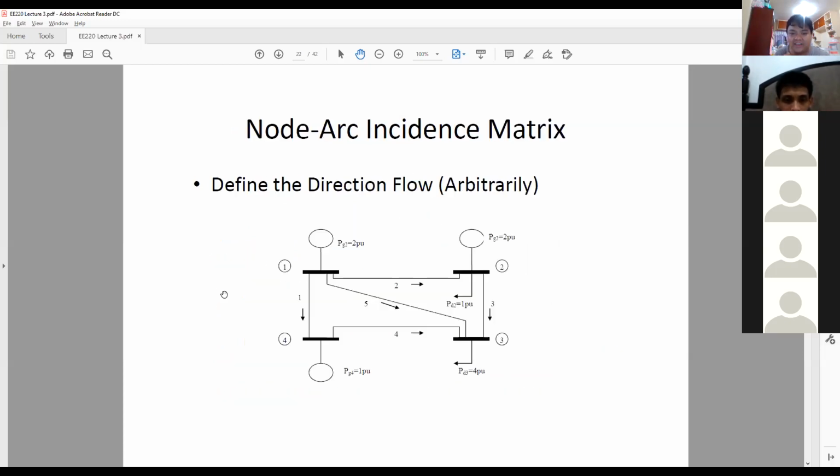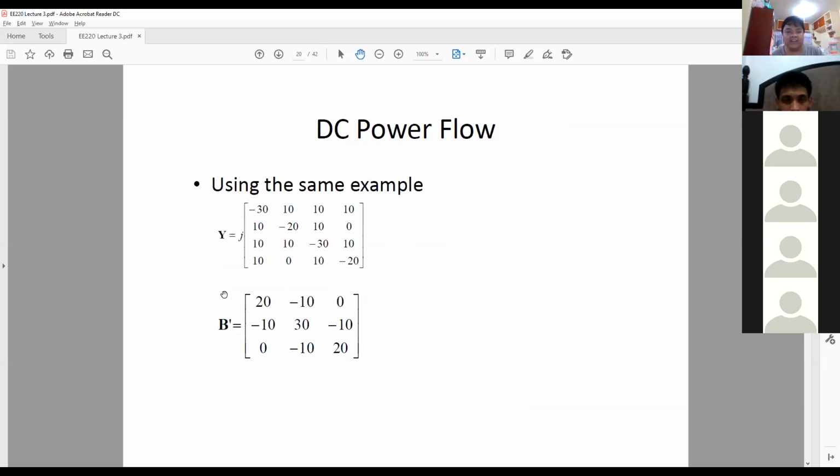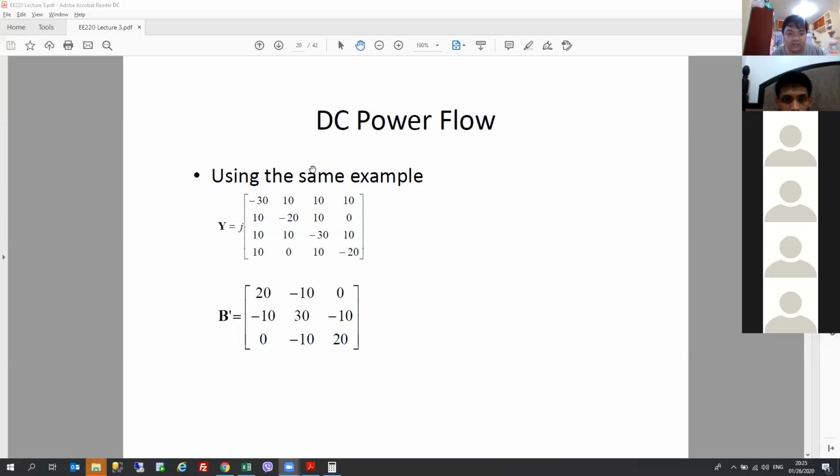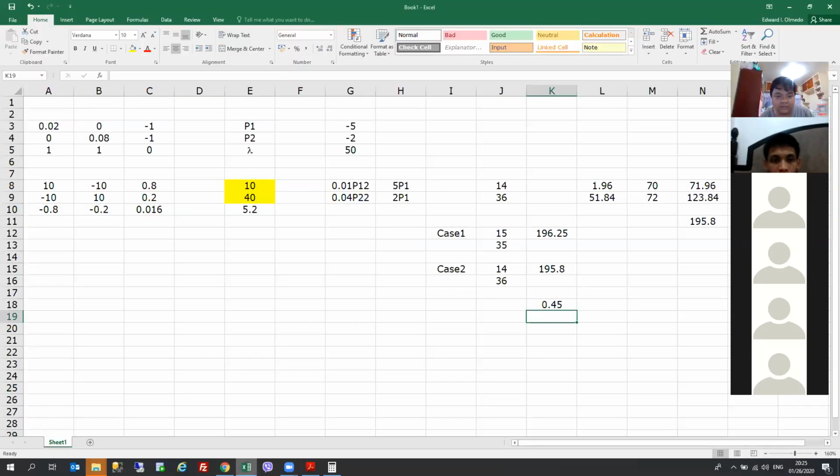Now, next. Ano naman yung node arc incidence matrix? O sige, try ko mag-screen share, ha? Ibahin ko yung share ko screen, yung aking buong screen. Okay.